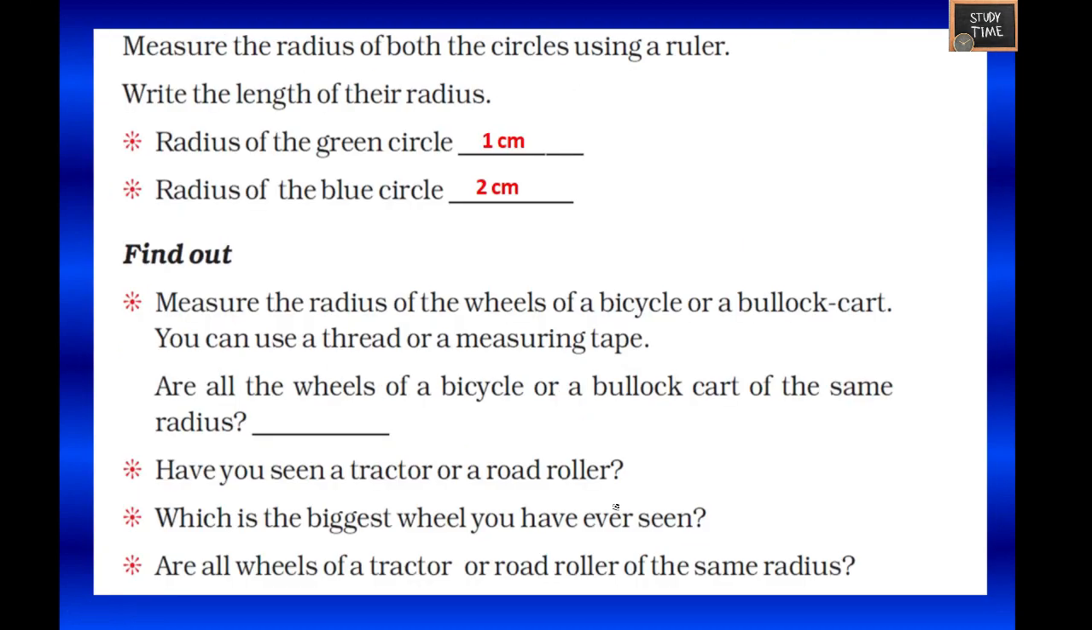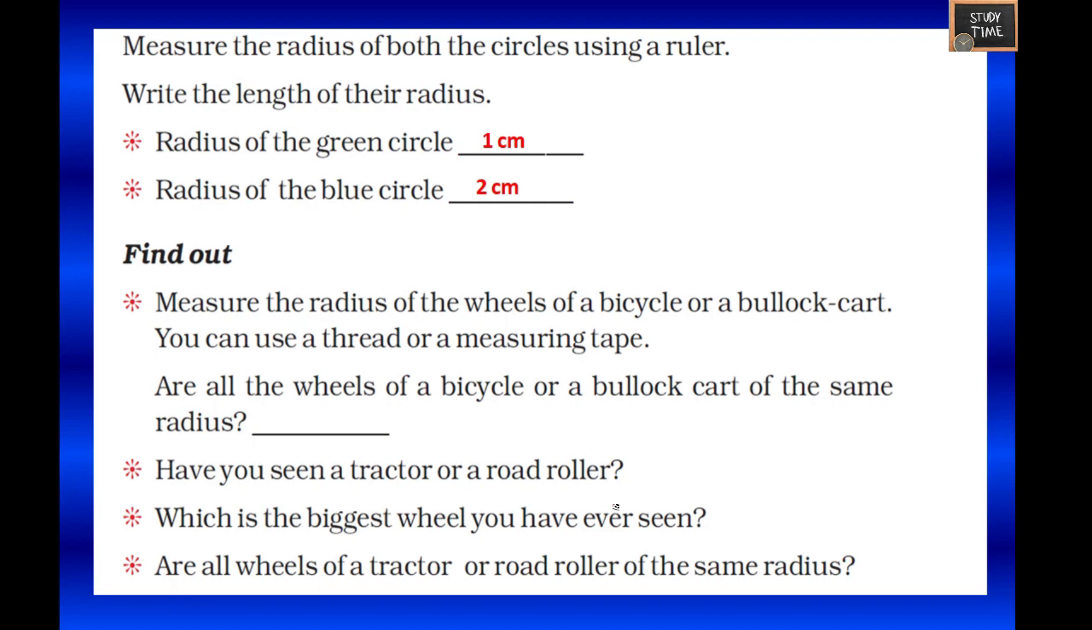Next, measure the radius of both the circles with the ruler. We already measured that previously. The same we are going to measure. Write the length of their radius. The radius of the green circle is 1 centimeter and the radius of the blue circle is 2 centimeter.